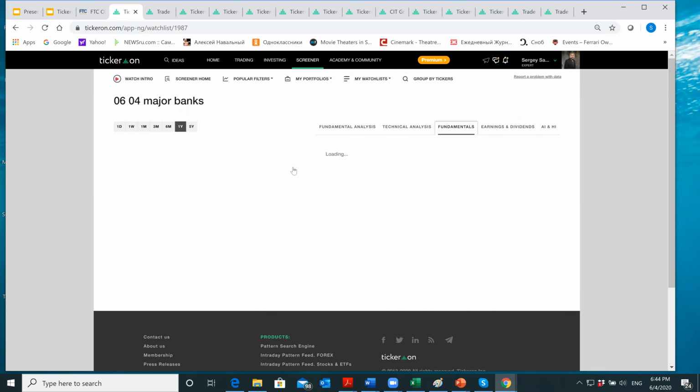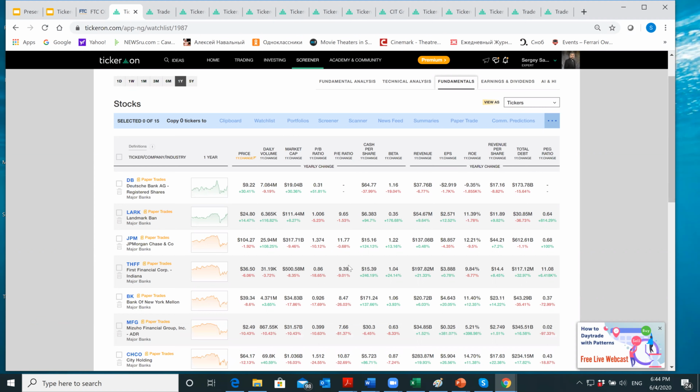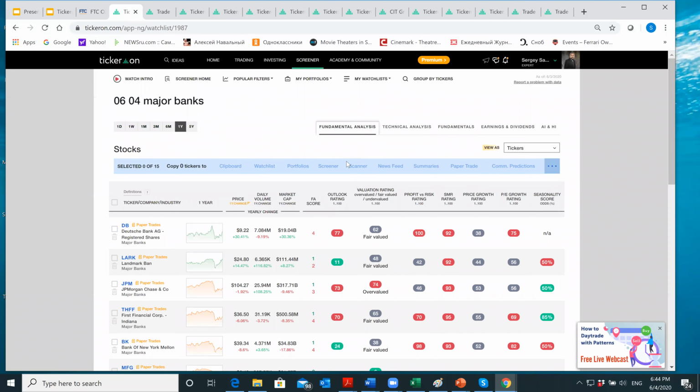Okay. So here's a lot of interesting stuff. This is the typical fundamentals you see on any other screener, where you have to know what the PB ratio, PE ratio, beta, EPS, ROE, PEG ratio are, right? So it's quite difficult to make real conclusions out of that on the fly, right? What we did, we came up with our own ratings, okay?